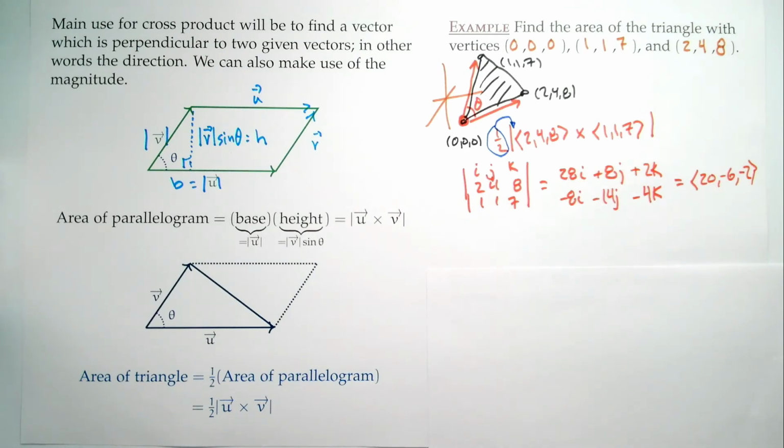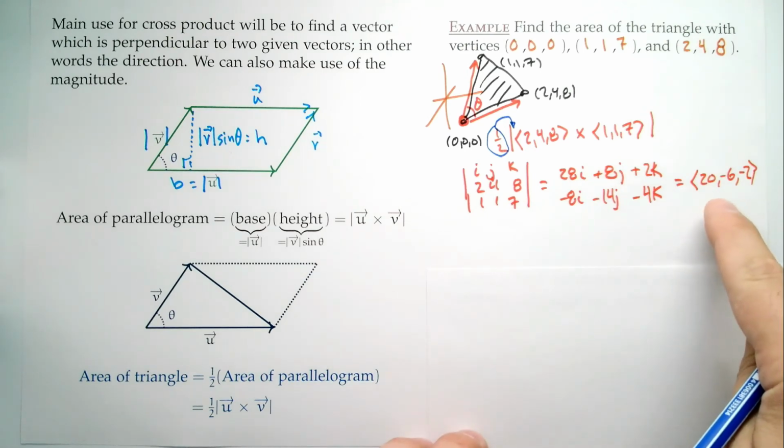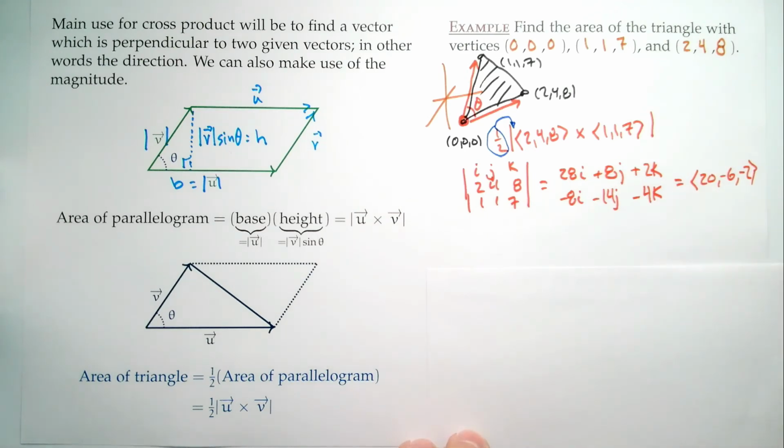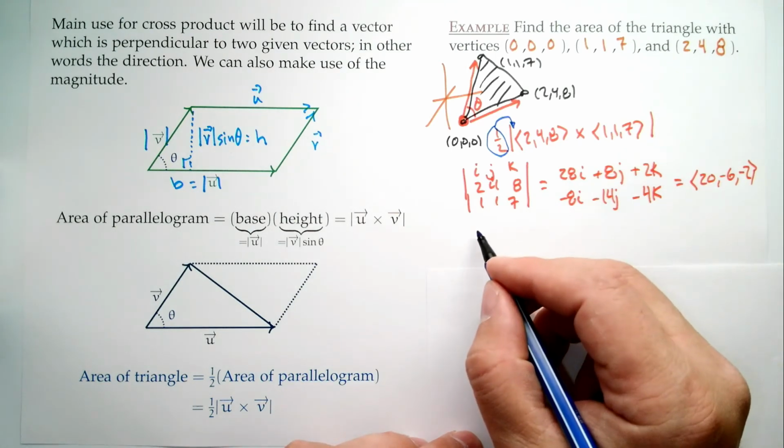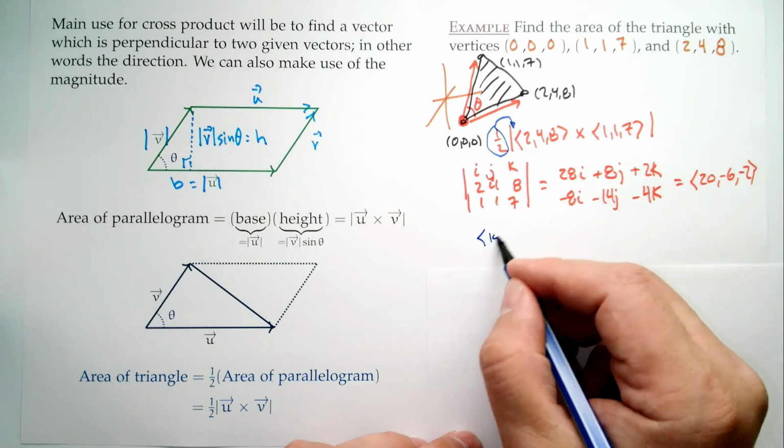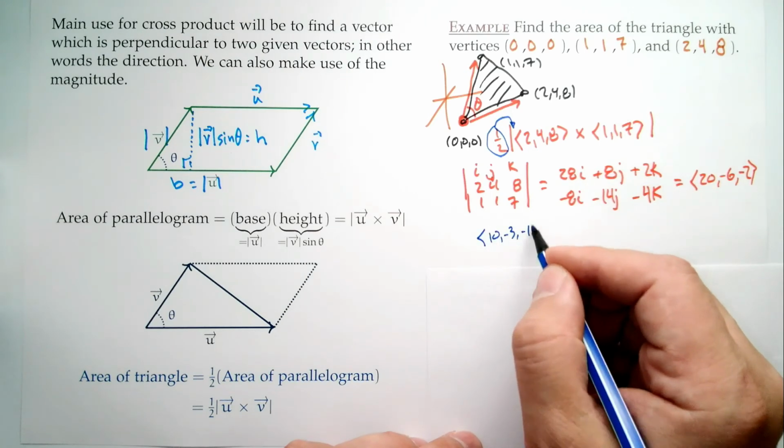Same answer. Here's my notice. Everything's divisible by 2, so we might as well take a half first to make the number smaller. Okay, so if we divide by 2, we'd get 10, -3, -1.